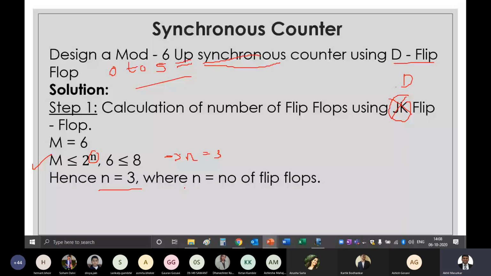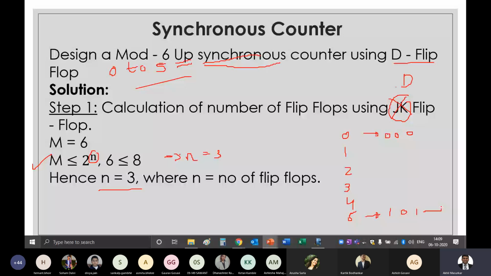Okay, so let's go ahead. I hope there is nothing much to write in this because it's just a mod 6 up synchronous counter, but we have to see to it that my valid states are now 0, 1, 2, 3, 4 and 5. So I will count from 0, 0, 0 to 1, 0, 1. And after I reach 1, 0, 1, my next state should be again 0, 0, 0. So that is my objective.